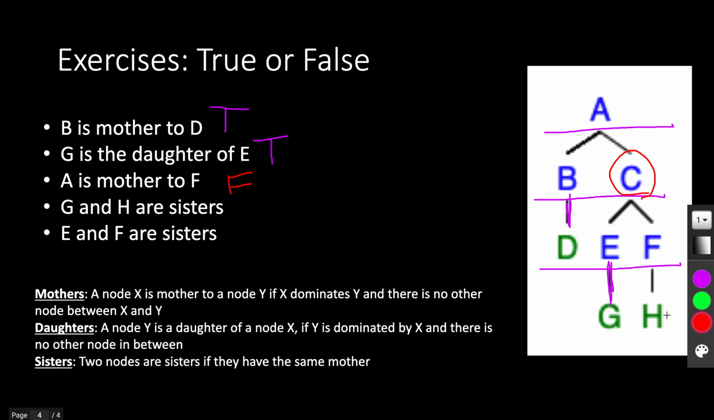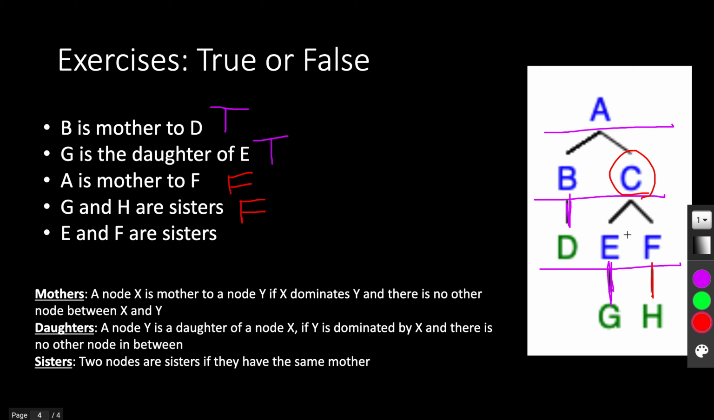Next, we have G and H are sisters. So if we look at our definition, two nodes are sisters if they have the same mother. Well, we already established that E is G's mother. And if we look over here, it looks like it's not E that's H's mother, but F, right? So G is the daughter of E, and H is the daughter of F. So they are not sisters, and this statement is false.